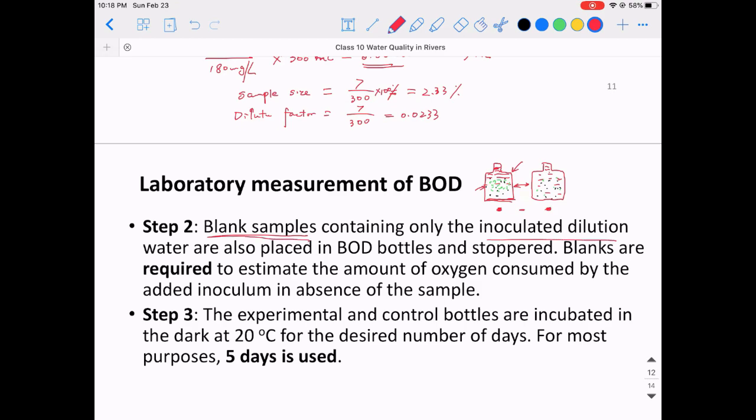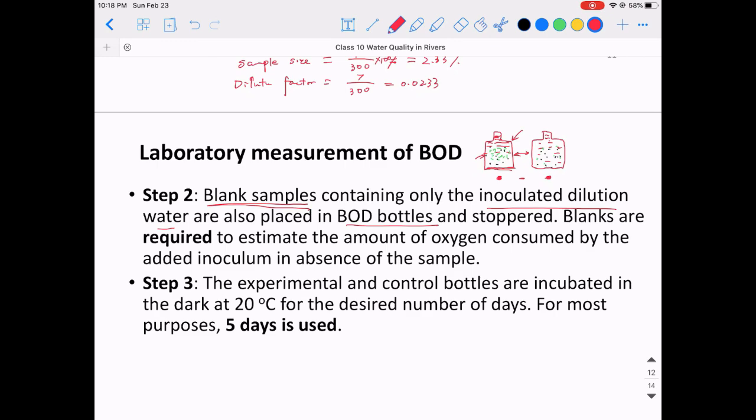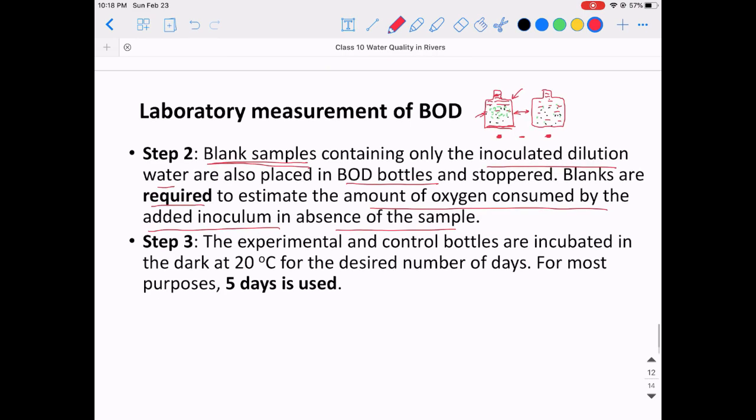Okay, so basically the second step is to set up the blank samples containing only the inoculated dilution water, also placed into these BOD bottles, right? And the blanks are required because we need them to estimate the amount of oxygen consumed by the added inoculum in absence of the sample.